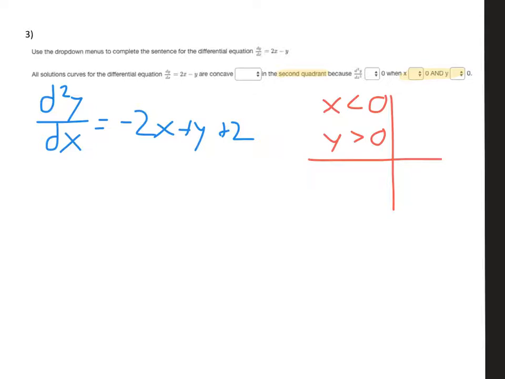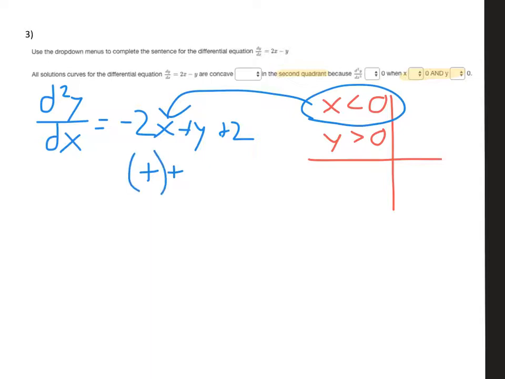So if I think about plugging those things in, negative x's and positive y's, if I plug in a negative x here, then multiplying that negative x times negative 2 is going to give me a positive. If y is positive and I'm adding it, then I'm adding a positive, and of course plus 2. So this is going to be positive. Oops, sorry, I forgot my 2 there. So my second derivative is going to be positive.